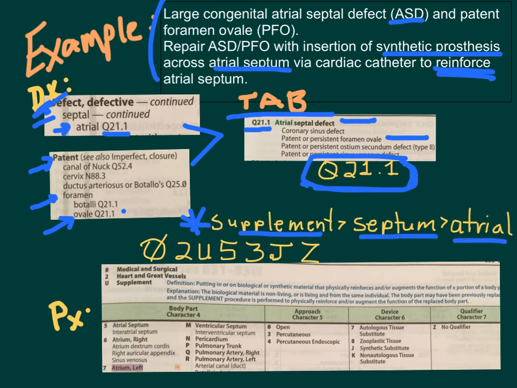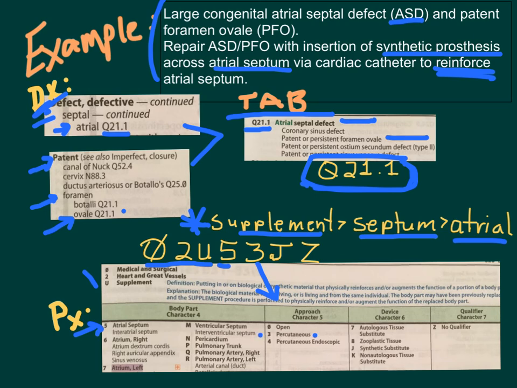So we're actually going to start with that root operation then of supplement, septum, atrial. This leads us to 0 2 U table. 5 is our body part, atrial septum. We will actually pull in 3 as our 5th character for percutaneous.